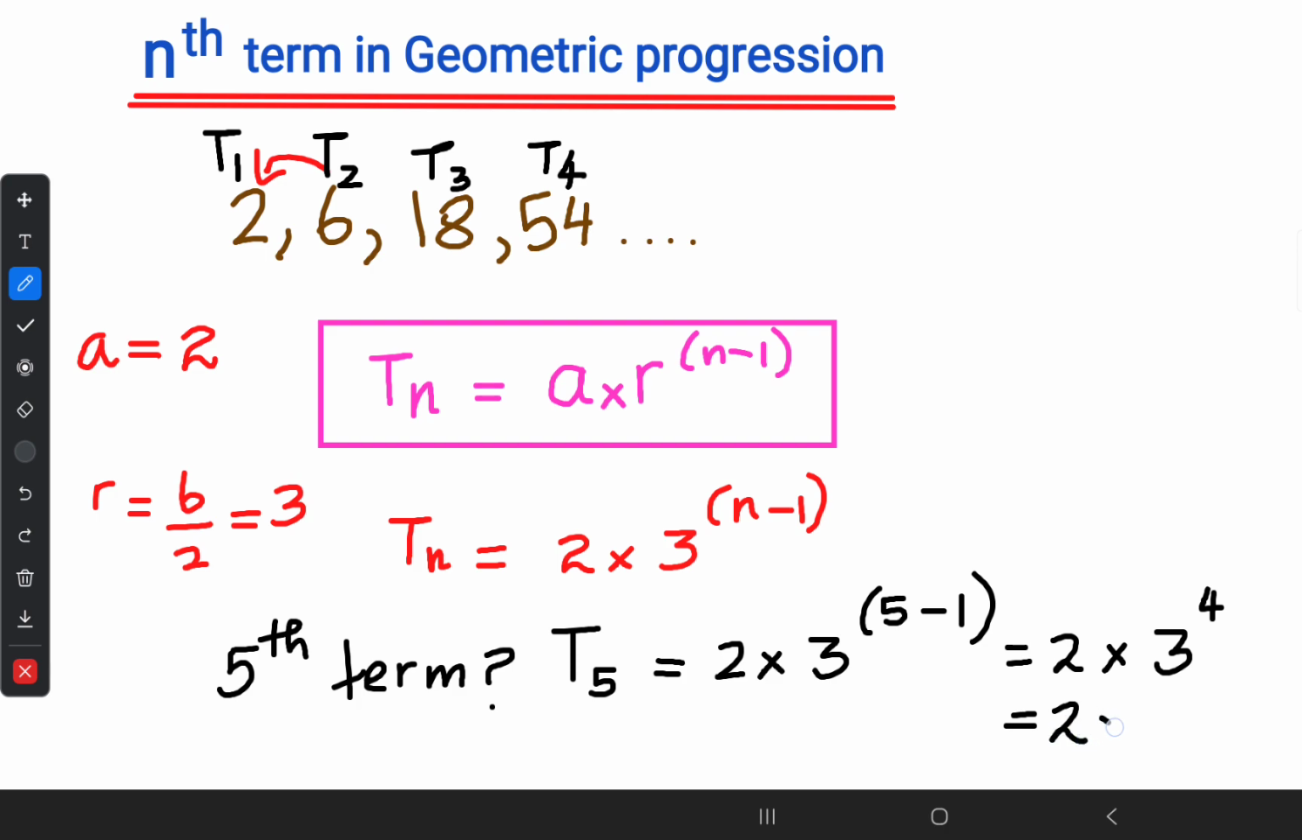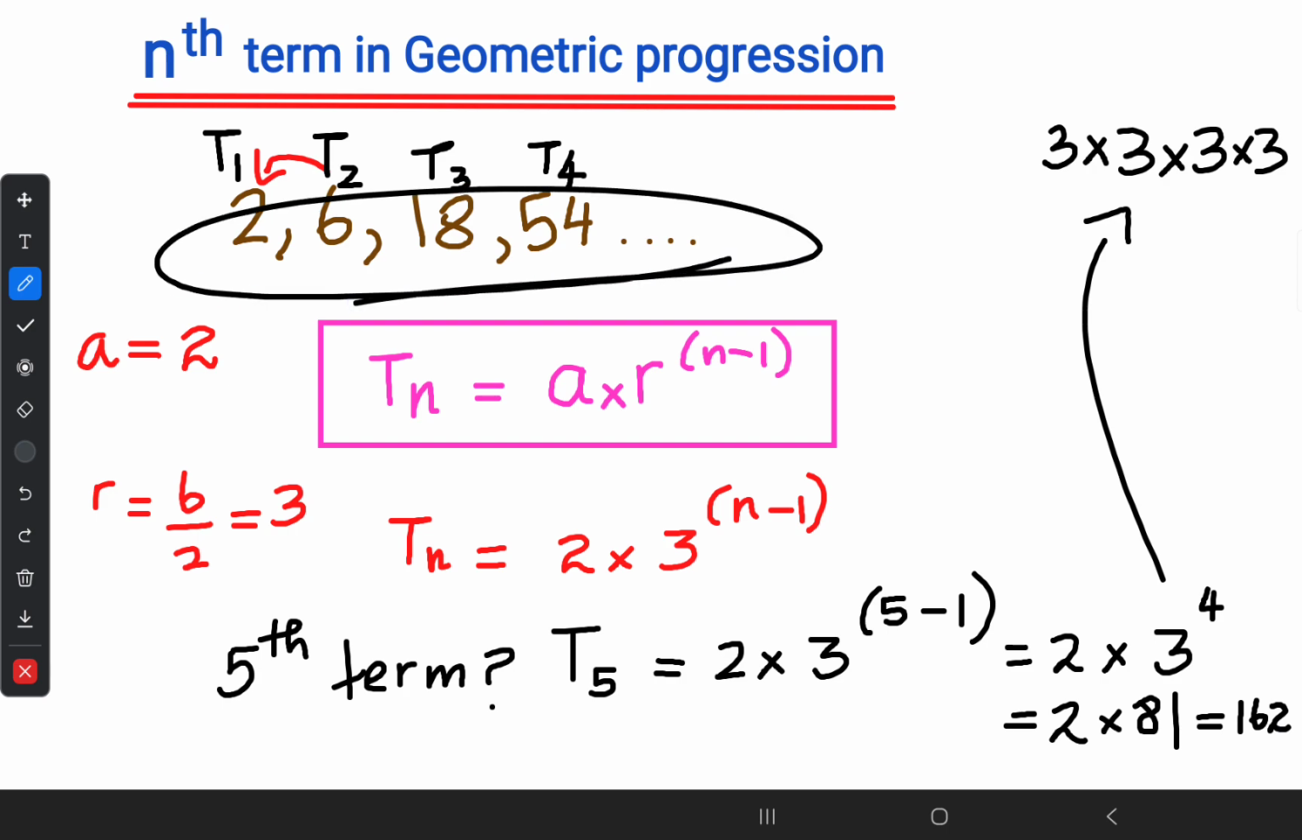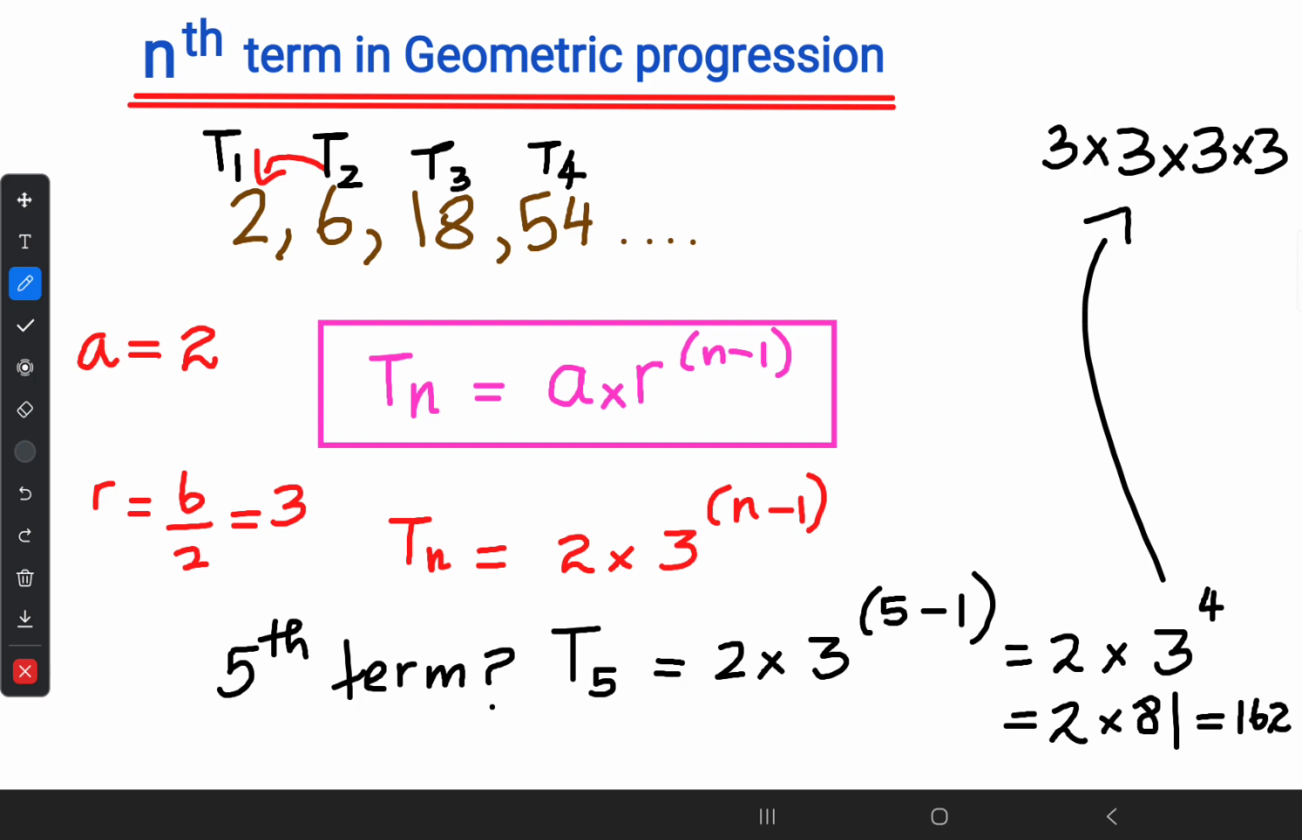2 into 3 to the power of 4 means 3 multiplied with itself 4 times, not 3 multiplied with 4, okay. 3 should be multiplied 4 times. So 3 into 3, 9, 9 into 3, 27, 27 into 3, it is 81. 2 times 81 will give you 162. 162, that would be the fifth term of this particular geometric progression.